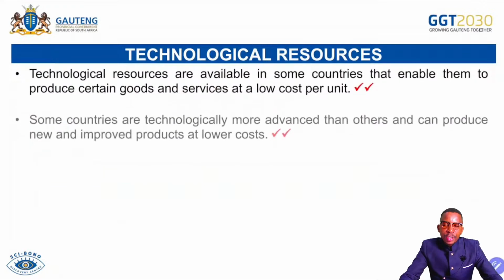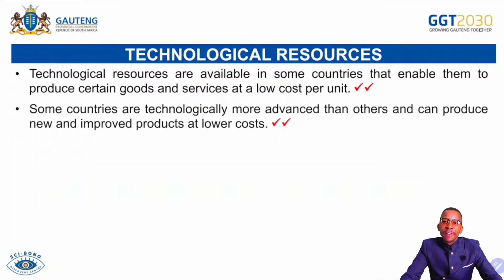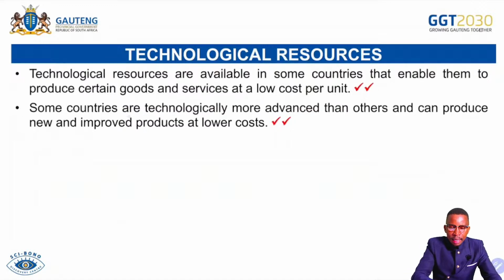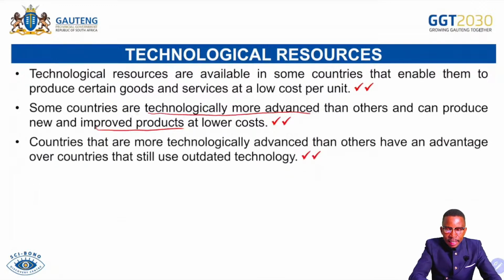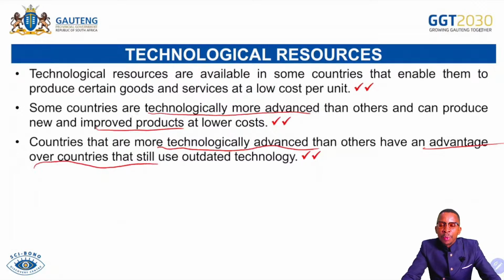So countries with more technology, like developed countries, are very much favored to produce more goods and services, which allows them to have the surplus production, and then they have excess supply. Then they supply the rest of the world, to those countries that do not have enough technology. Some countries are technically more advanced than others and can produce new and improved products at a lower cost than other countries. Countries that are more technically advanced have an advantage over other countries that still use outdated technology.